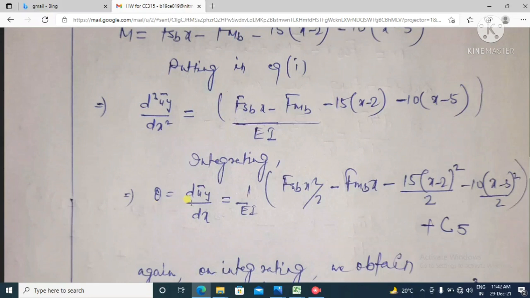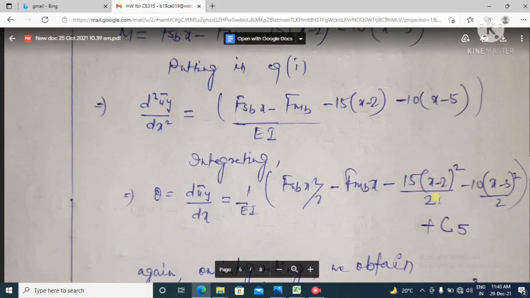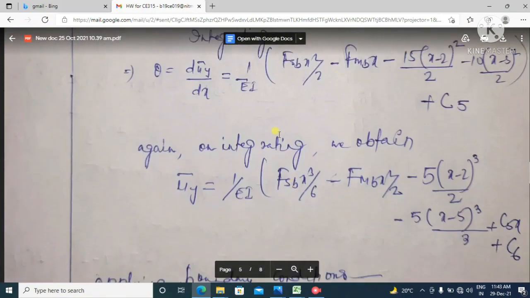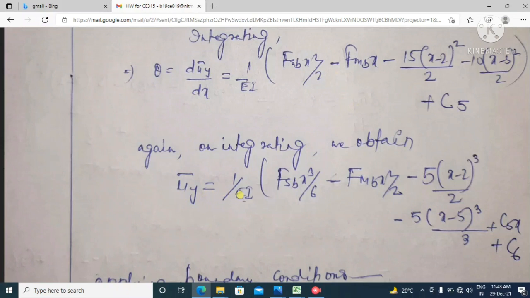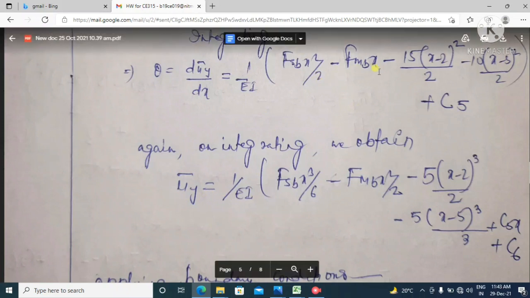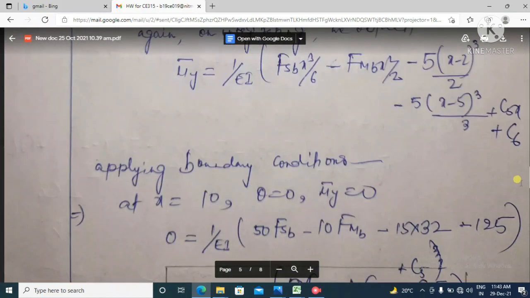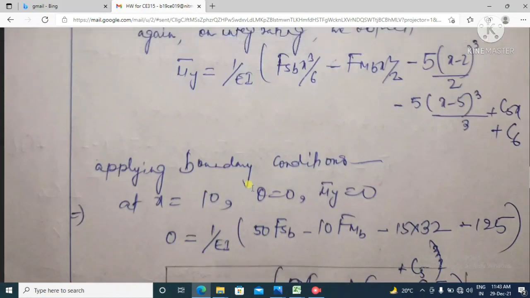Again I will perform integration. We will get the slope dy/dx = (1/EI)[F_sb x²/2 − F_mb x − 15(x − 2)²/2 − 10(x − 5)²/2 + C5], where C5 is the integration constant. And on integrating again we obtain y = (1/EI)[F_sb x³/6 − F_mb x²/2 − 15(x − 2)³/6 − 10(x − 5)³/6 + C5 x + C6]. Again some integration constant will come, I will name it C6.